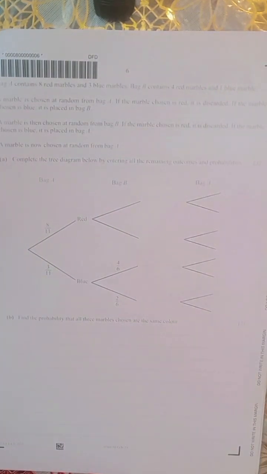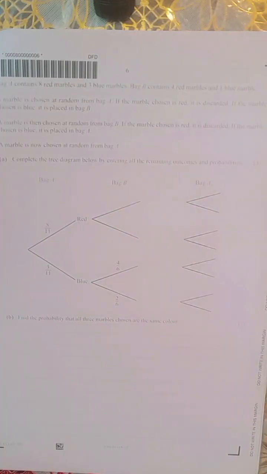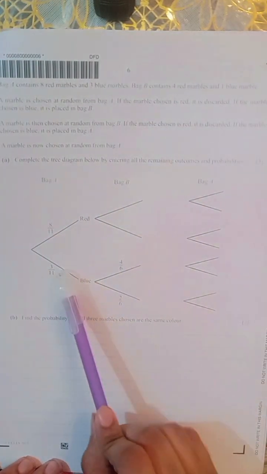So a marble is now chosen at random from bag A, right? This will be the tree diagram. So the first thing given is 8 red marbles: 8 by 11, 3 by 11.